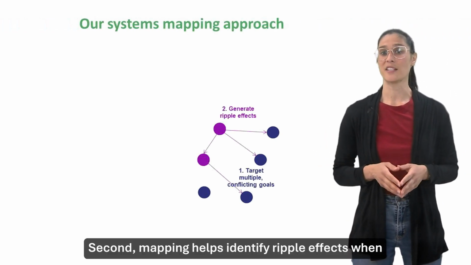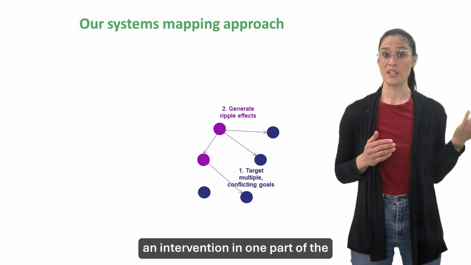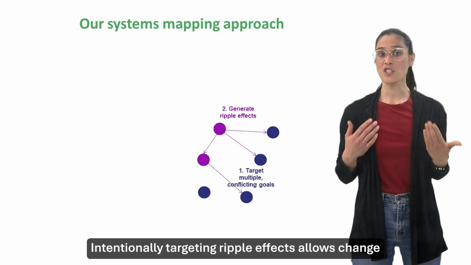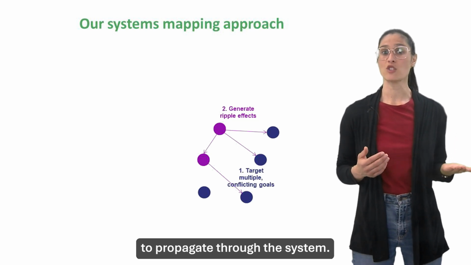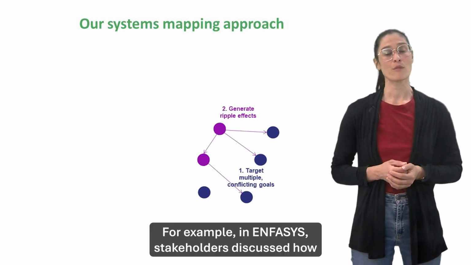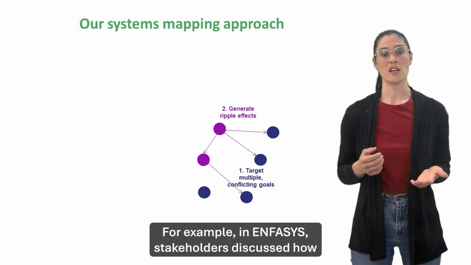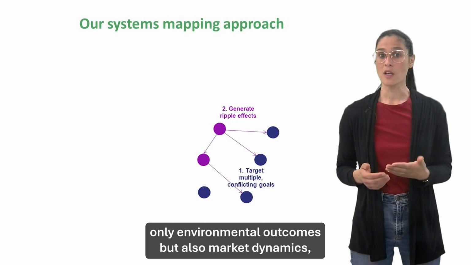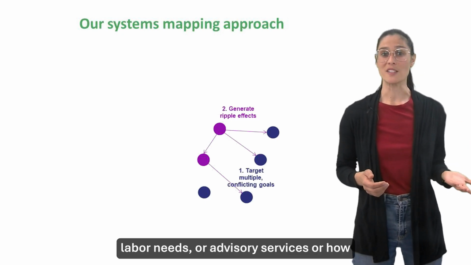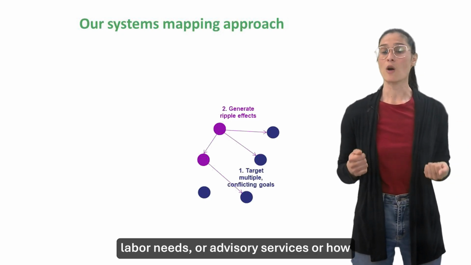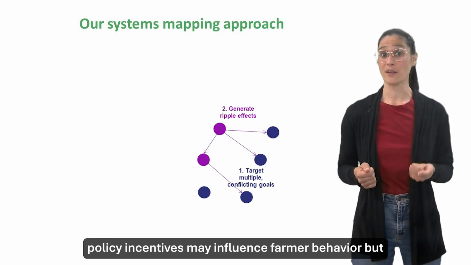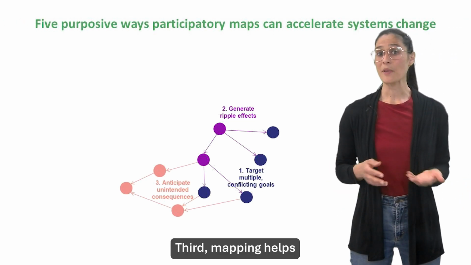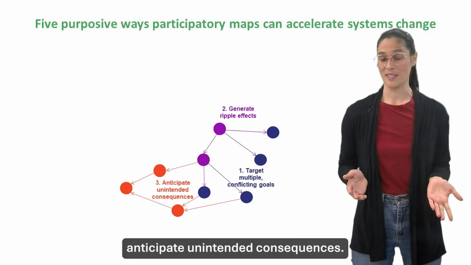Second, mapping helps identify ripple effects, when an intervention in one part of the system triggers indirect effects elsewhere. Intentionally targeting ripple effects allows change to propagate through the system. For example, in emphasis, stakeholders discussed how changes in farming practices can affect not only environmental outcomes, but also market dynamics, labor needs, or advisory services, or how policy incentives may influence farmer behavior, but also supply chain actors and investment decisions.